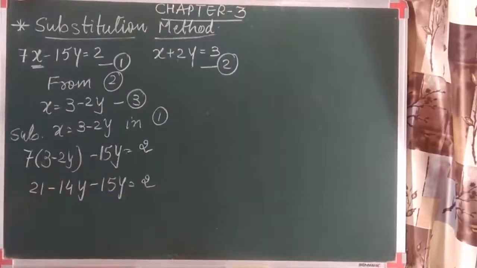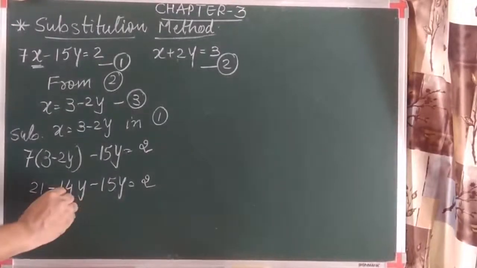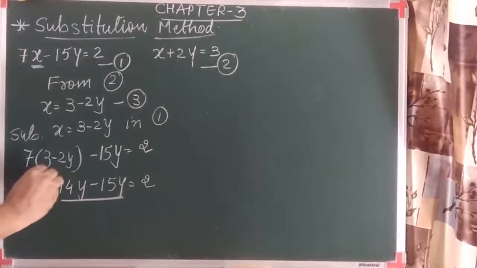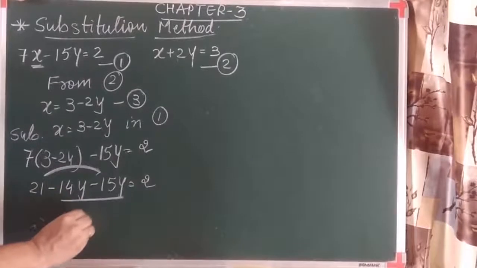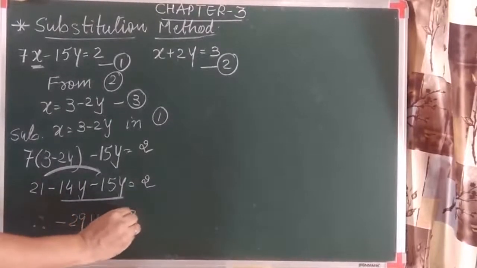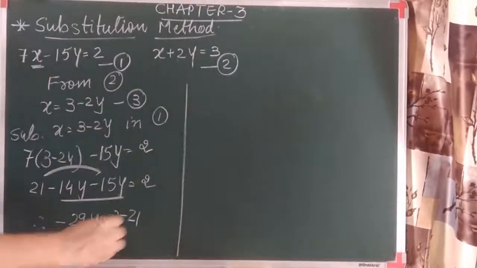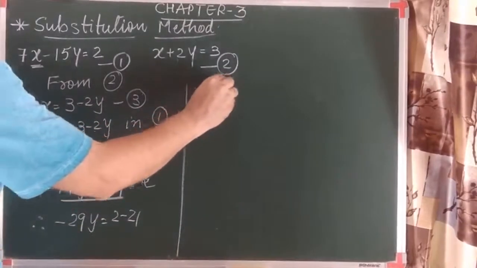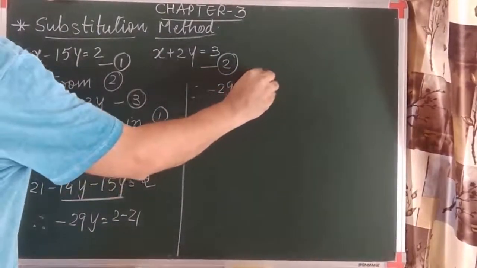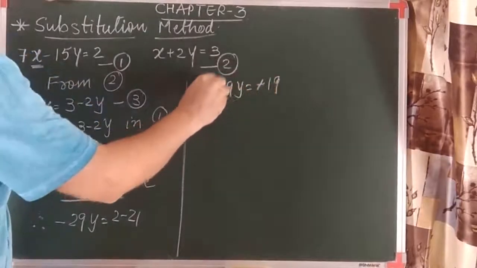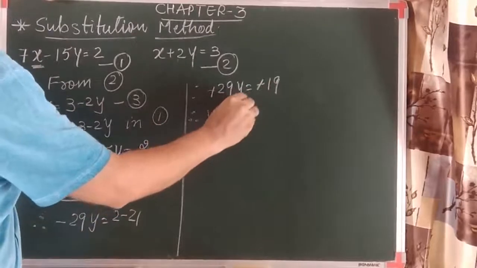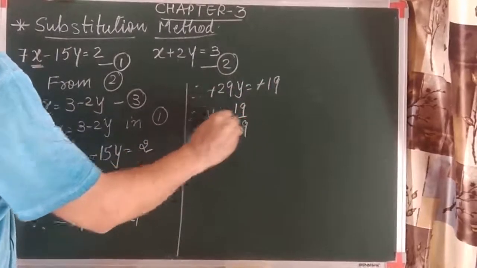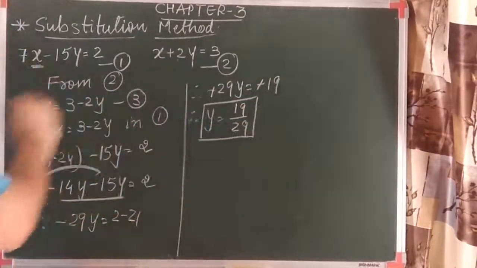Now you can see this become linear equation in one variable, which we have already learned in the 8th standard. We'll do the sum of these two, and I'll take this 21 to the right hand side. So here we'll obtain minus 29y is equals to 2 minus 21. So I'll obtain minus 29y is equals to minus 19. We can cut minus sign both the sides. So y is equals to 19 upon 29. So this is the value of y which we obtain.